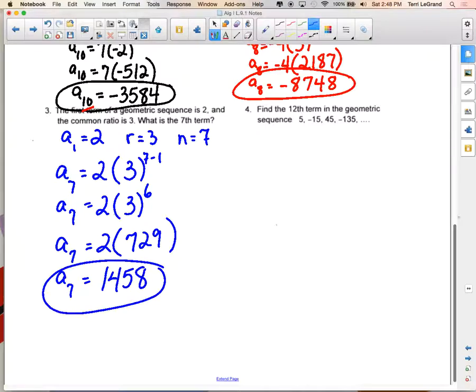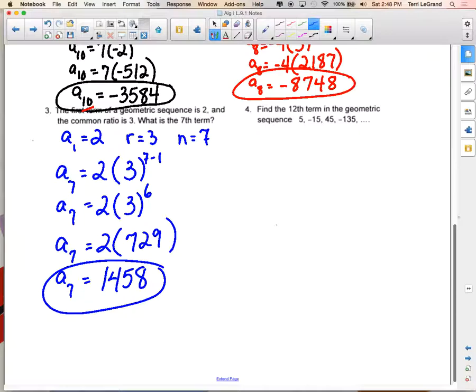1,458. So we had a sequence that started at 2. It was being multiplied by a positive number. It should be growing because it is being multiplied by a number greater than 1. So it seems reasonable what we got.